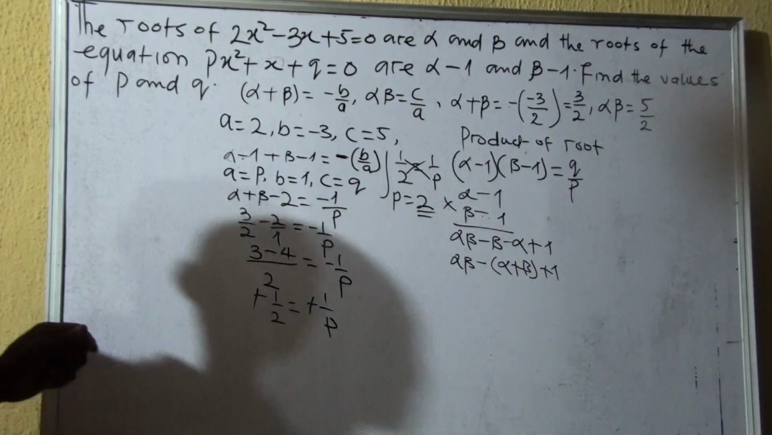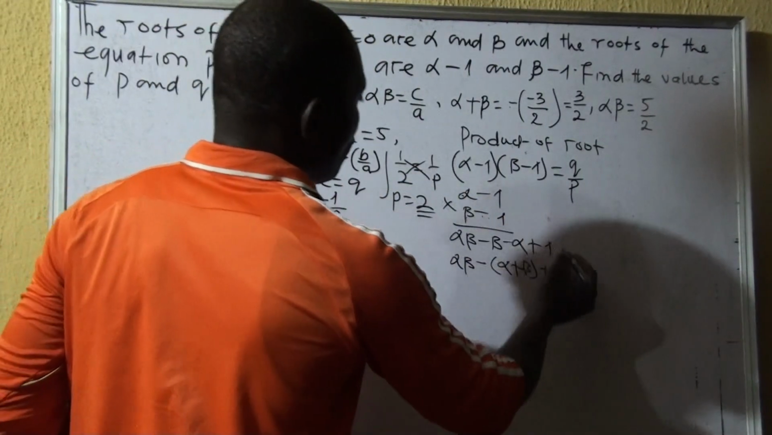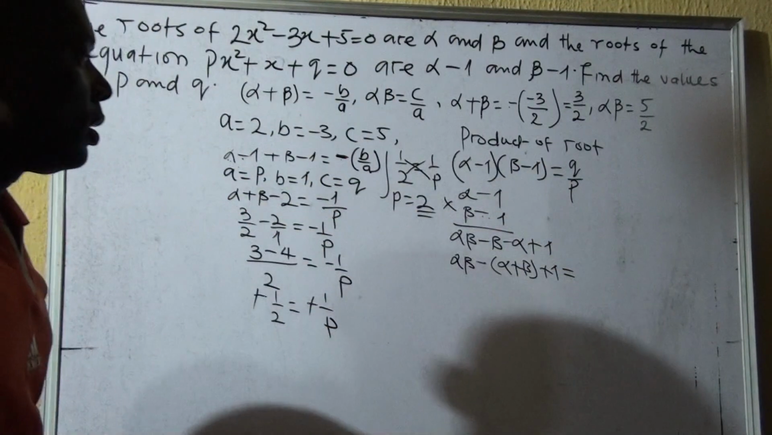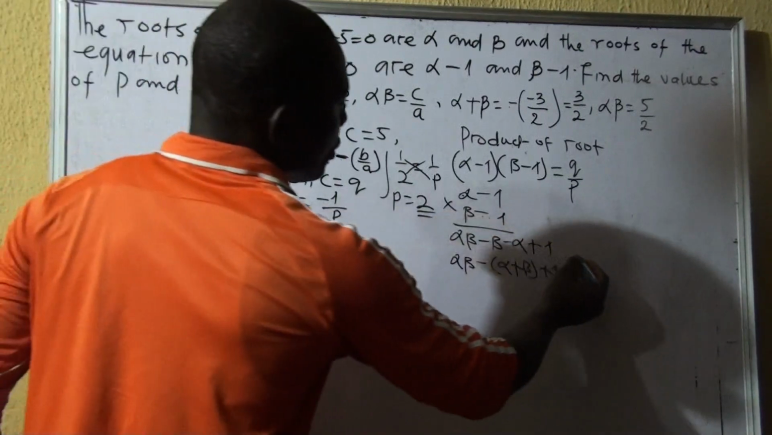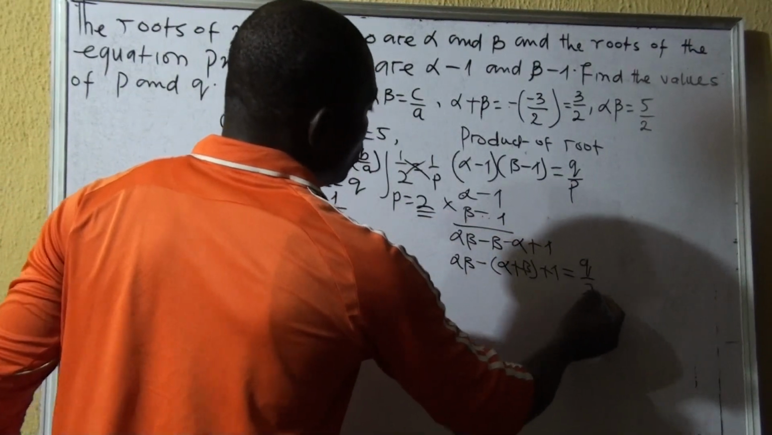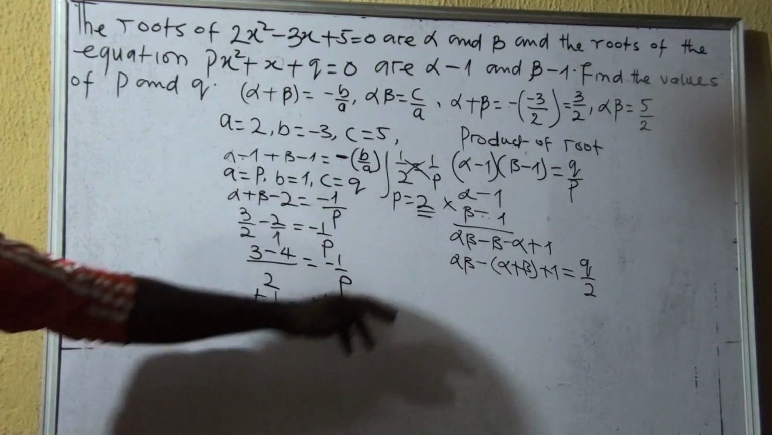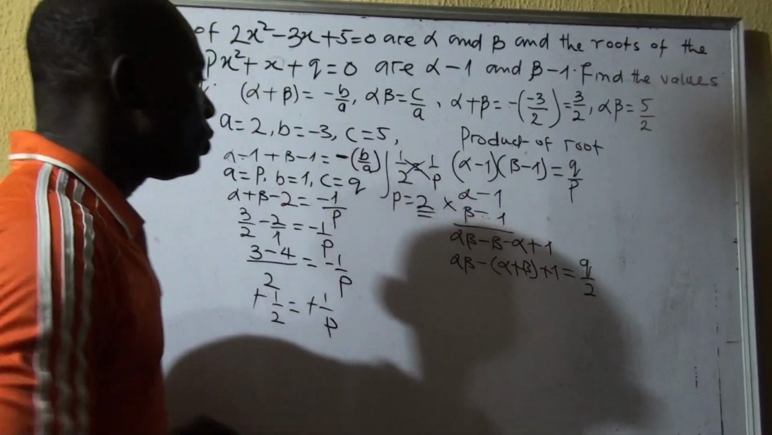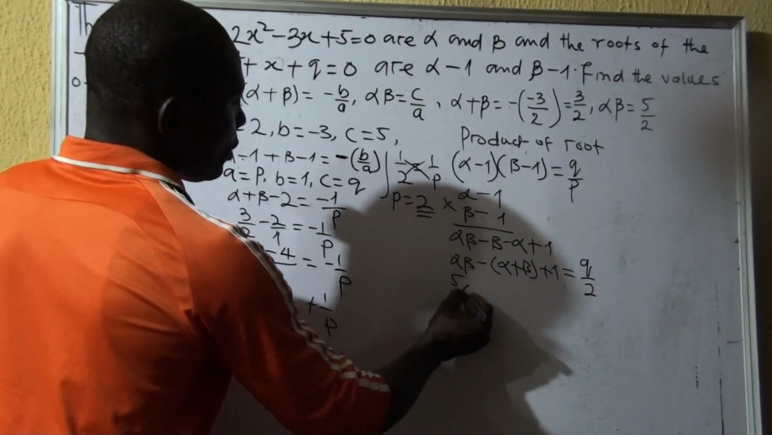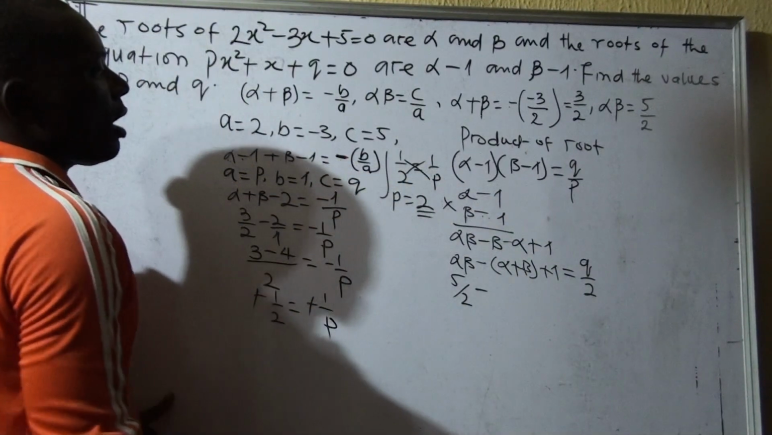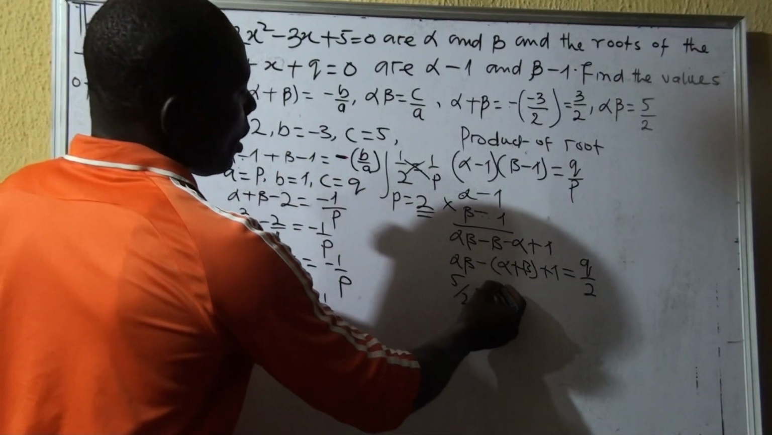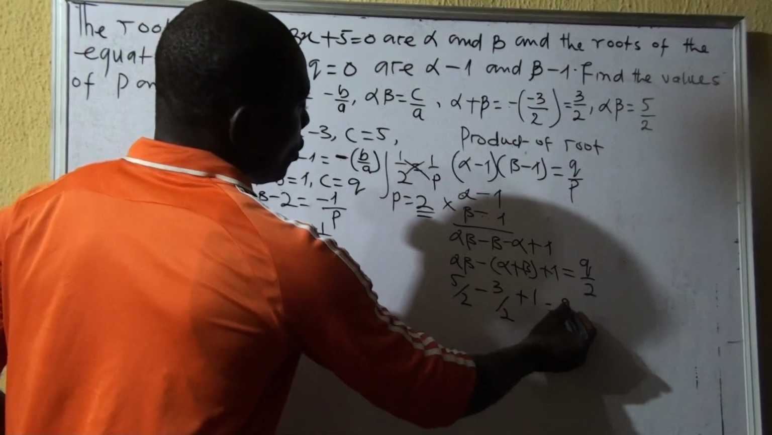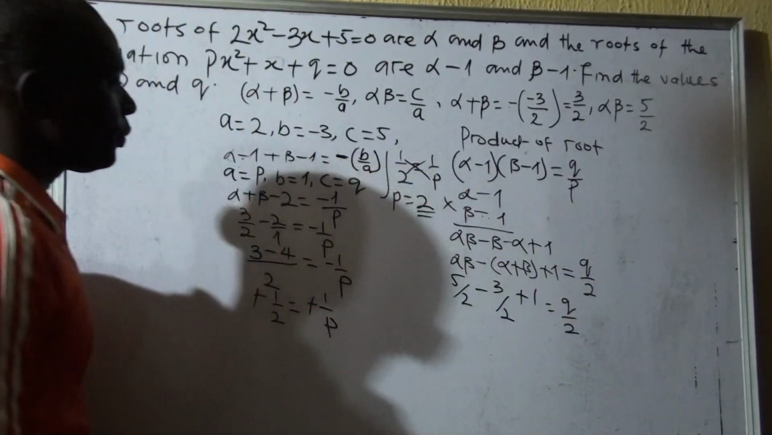So the whole of this is equivalent to q over p. The value of p is known to be 2, so this becomes q over 2. We know that the value of alpha beta is 5 over 2. So we substitute: 5 over 2 minus alpha plus beta, which is 3 over 2, plus 1 is equal to q divided by 2.